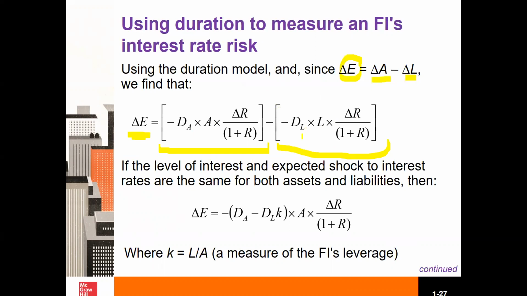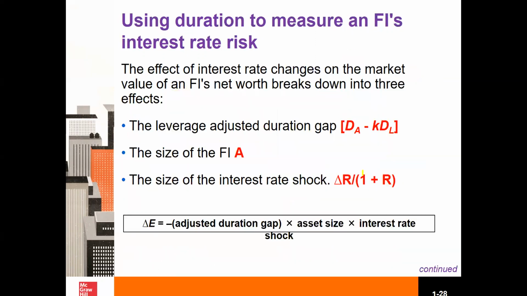Now, if we rearrange this equation, we get that the change in equity value for a change in interest rate is the duration of the asset portfolio minus the duration of the liability portfolio multiplied by K. K is the leverage ratio, which is liability divided by asset, multiplied by the value of assets multiplied by the change in interest rate divided by 1 plus R. So this equation is simply a rearrangement of the earlier equation.